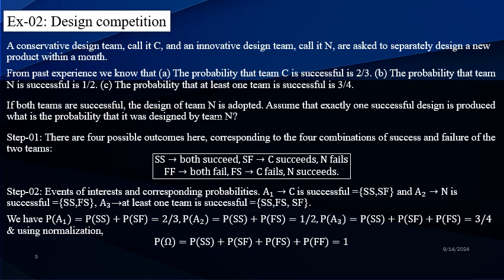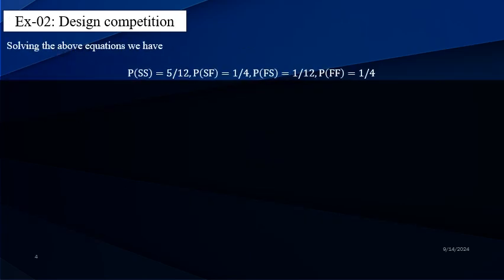So we have to come up with another equation in order to get a unique value. Another equation comes from the normalizing property of the sample space: the probability of the sample space is equal to 1. And what outcomes are there? SS, FS, SF and FF. So the sum of the probabilities of those outcomes will be 1. Now you have 4 equations and 4 unknowns. By solving all these 4 equations, you will get the probability of each outcome.